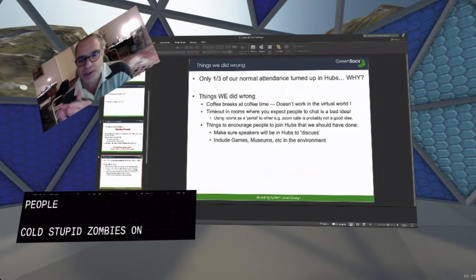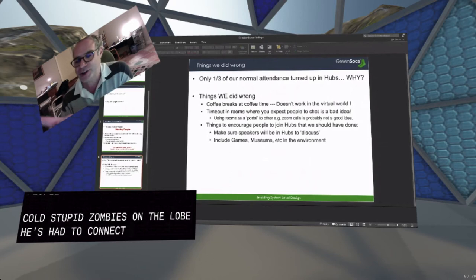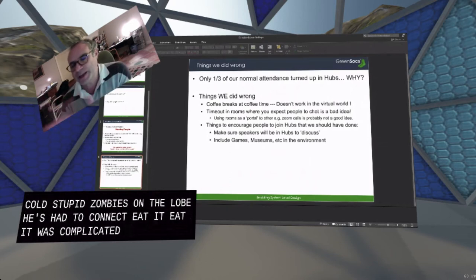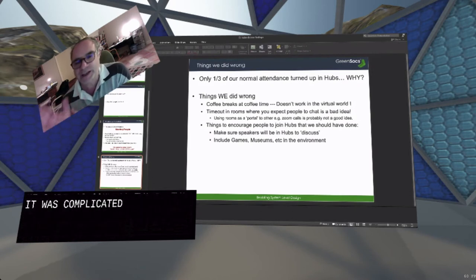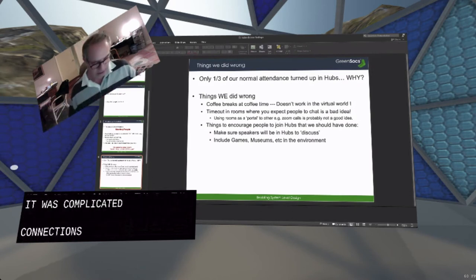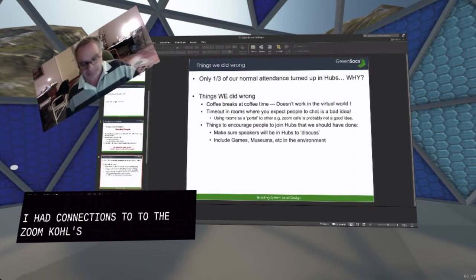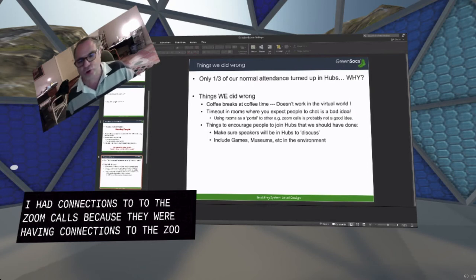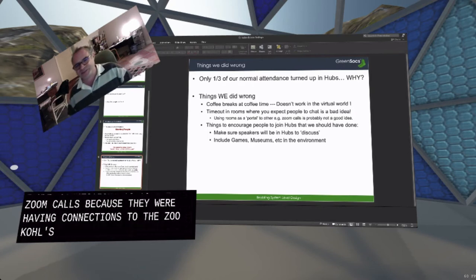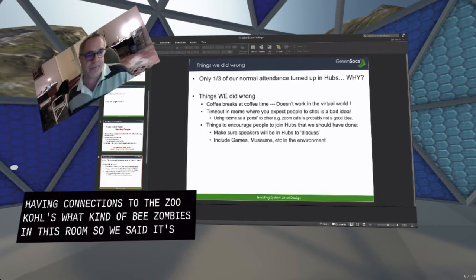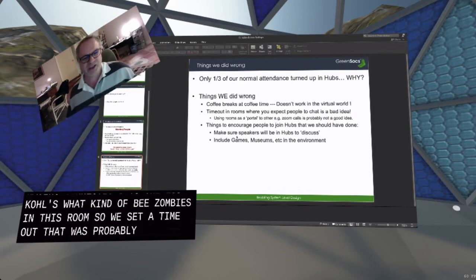And the lobbies had a connection, each lobby, it was complicated, but hey, whatever. Basically, each lobby had a connection to each one of these rooms, and each lobby also had connections to the Zoom calls. And because they were having connections to the Zoom calls, we thought, well, people's avatars will kind of be zombied in these rooms, so we set a timeout. That was probably a mistake because people were just getting to chat with each other and poof, they'd disappear.